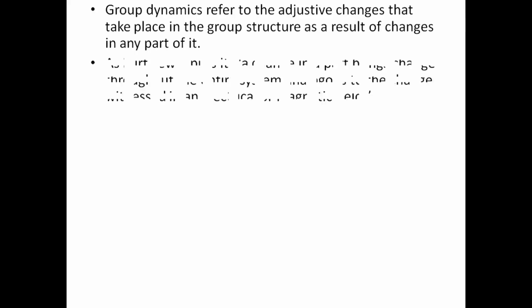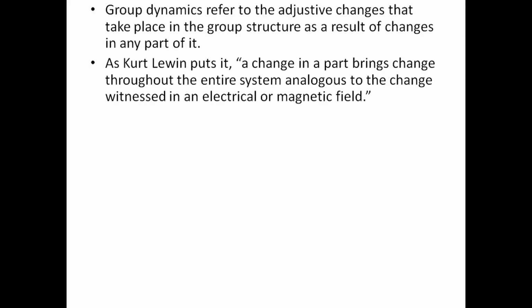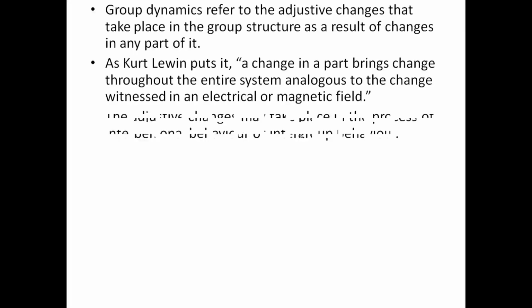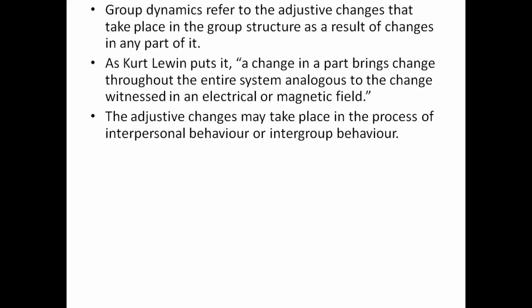Group dynamics refers to adjustive changes that take place in a group structure as a result of changes in any part of it. As Kurt Lewin put it, a change in a part brings a change throughout the entire system, analogous to the change witnessed in an electrical or magnetic field. The adjustive changes may take place in the process of interpersonal behavior or intergroup behavior.